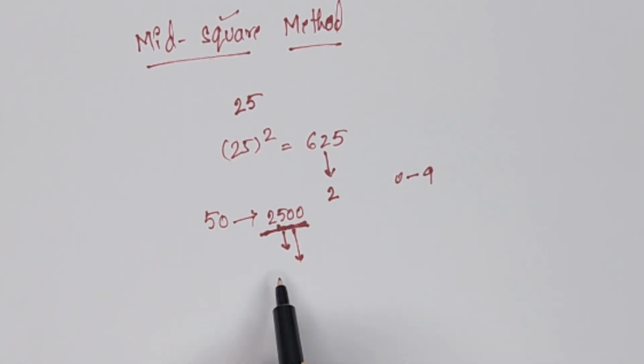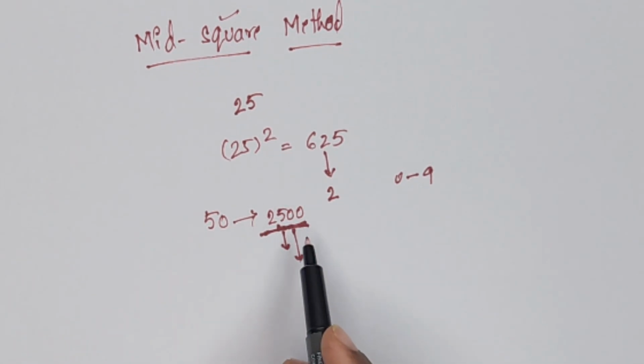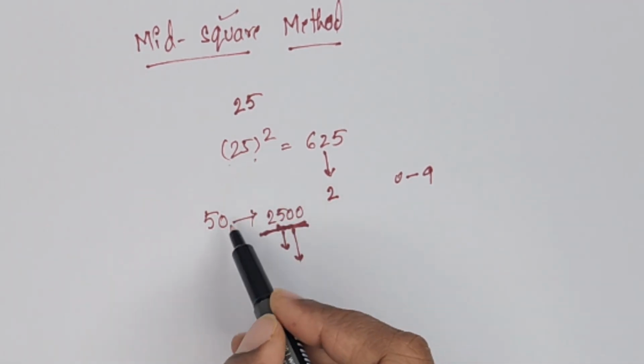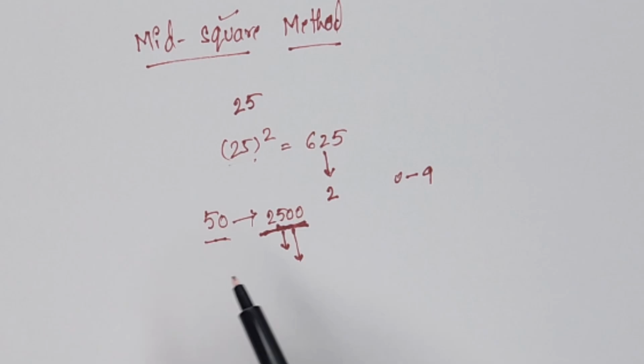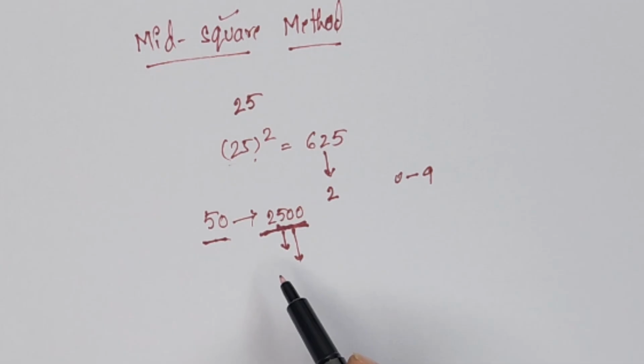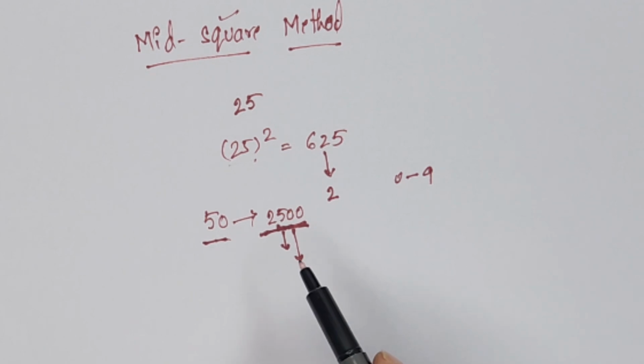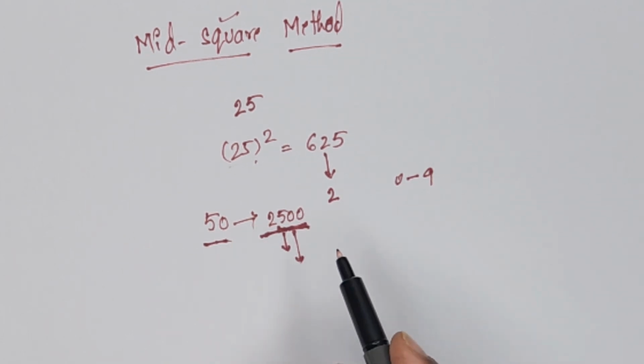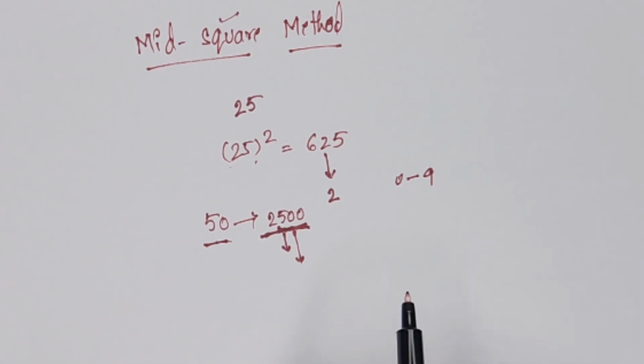And coming to advantages, the performance of this method is good. See, all the digits of the key value contribute to the result. And the disadvantage is, there is one limitation, that is the size of the key. If the size of the key is big, then the square will have double the number of digits. That is the problem, and there will be collisions, but we can try to reduce the collisions.